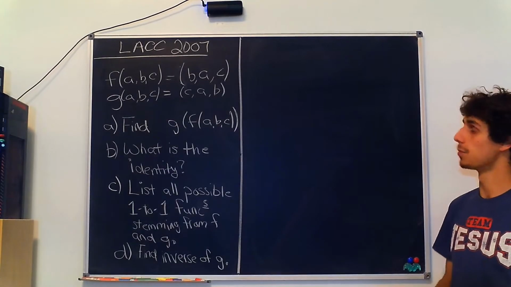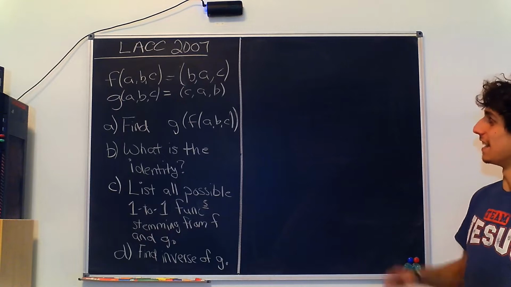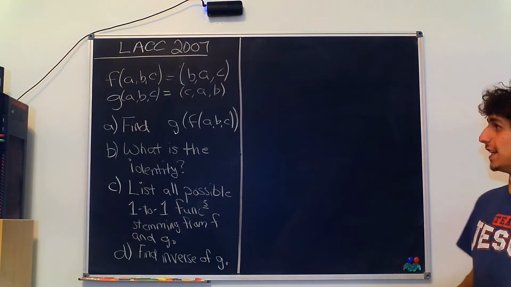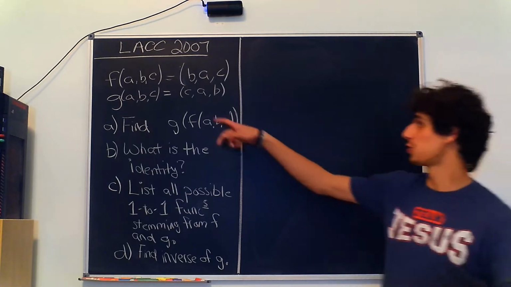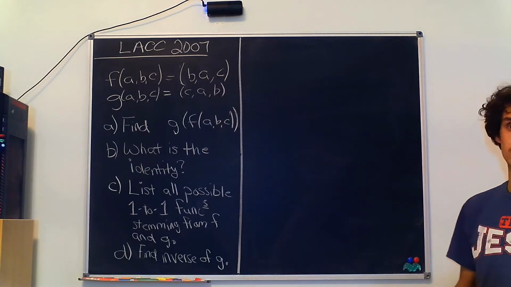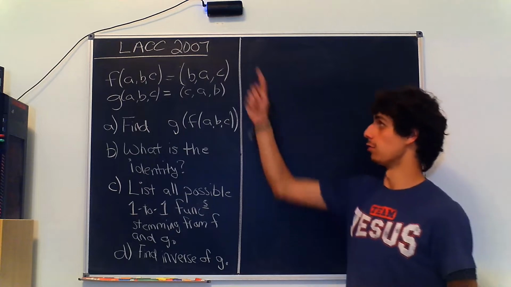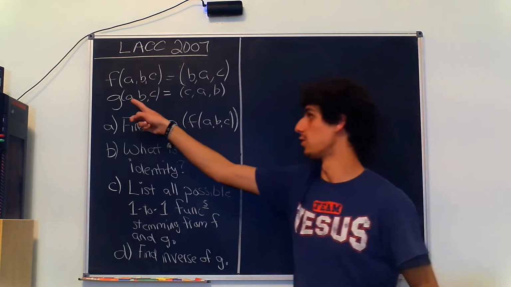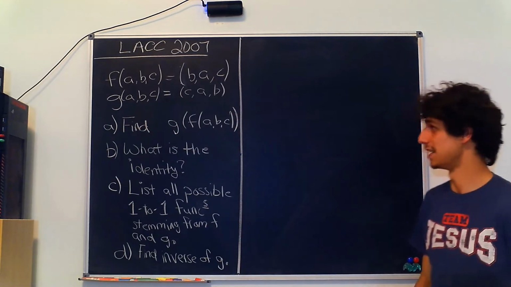Here we have a problem from the LA City College 2007 math contest, and it gives us these two definitions for functions f and g on ordered triples a, b, and c. What the f function does is essentially switch the first two entries in this ordered triple, and what the g function does is essentially rotate, so the last item becomes the first item, the first item becomes the second item, and the second item becomes the third item, as you can see here.